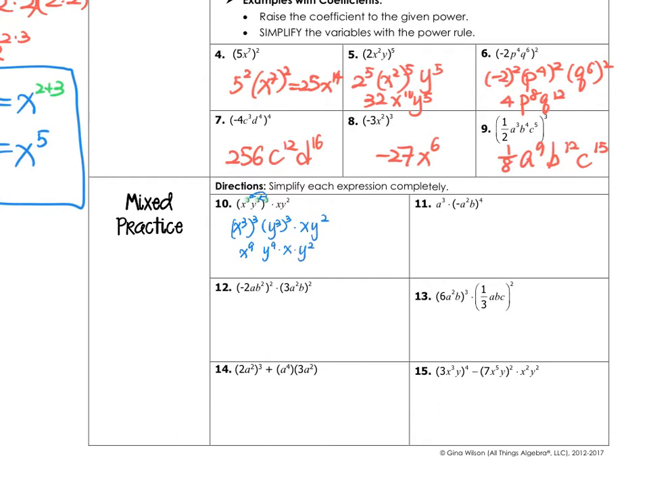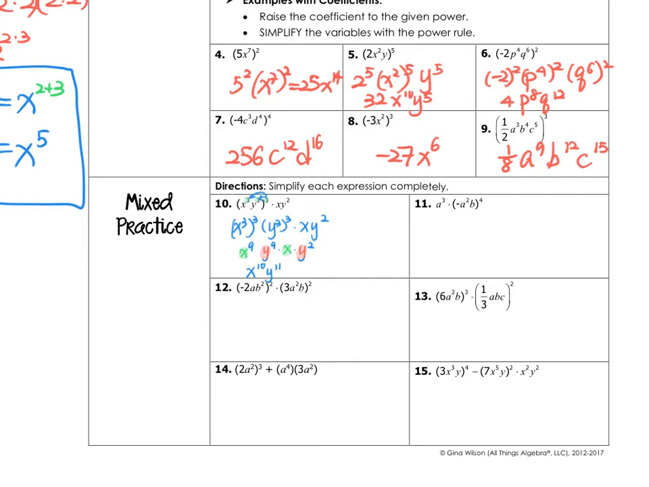Now, in this case, remember we talked about it earlier, we have the same base and then different exponents. So when that happens, what do we do? We add exponents. We keep the base, we add exponents. That's how we get to the finishing line.